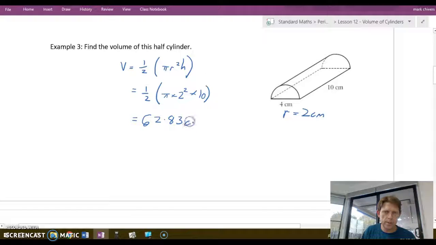62.83, and we're in centimetres, and we're talking about volume. Volume is to deal with 3-dimensional objects, and look at that, it's cubed. We put a 3 after the centimetres.